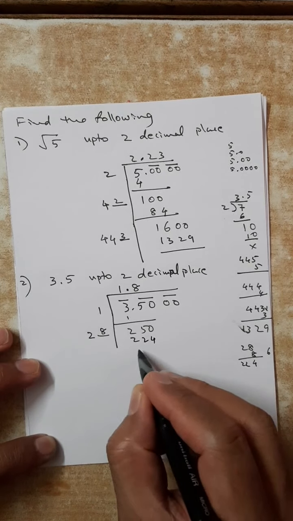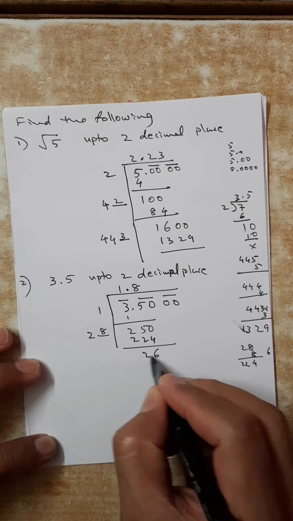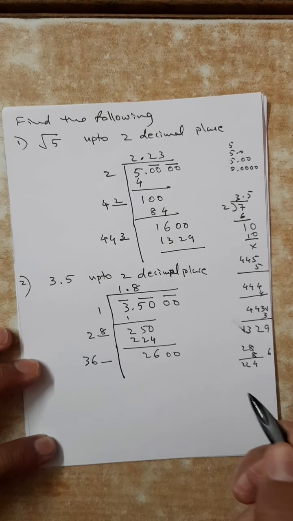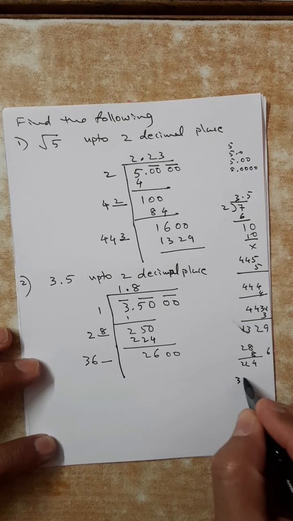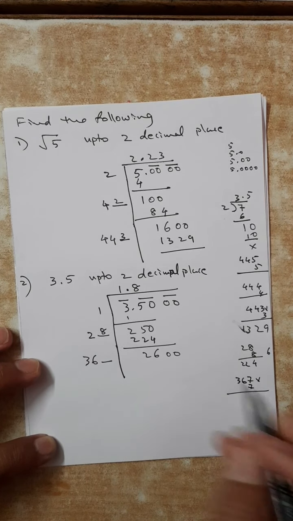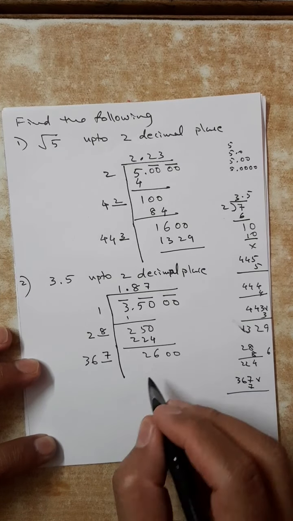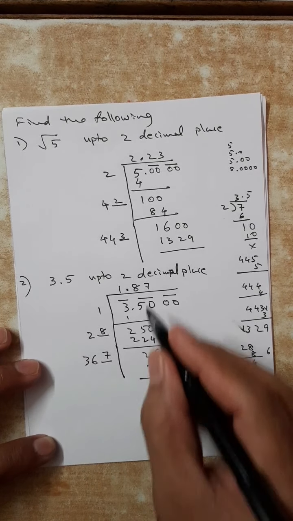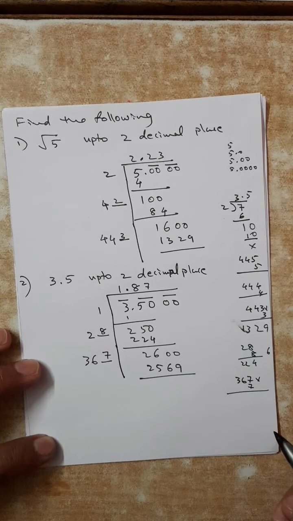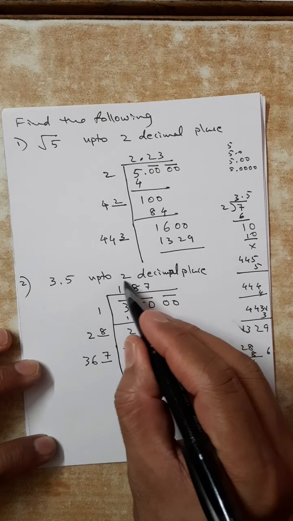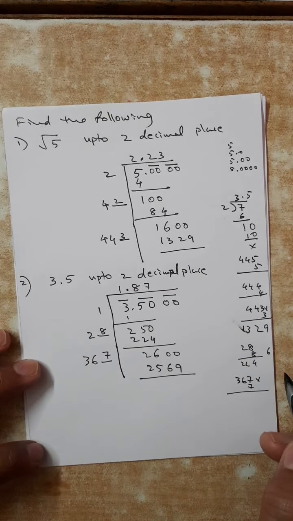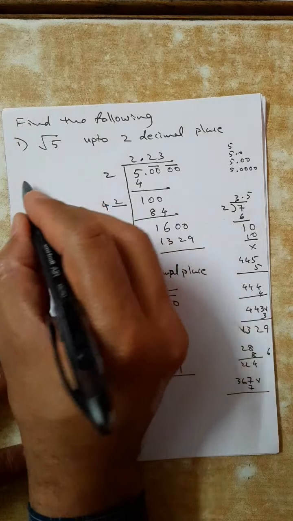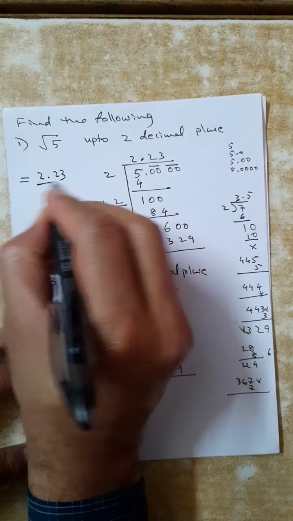224. Subtraction. Bringing next group. 36 and double. Which number will go? 367 into 7. It will go. That is 2569. 8 will not go. So I wrote 7. Subtraction and we can proceed. But it is not necessary because up to 2 places we already finished. So the answer is 1.87. Here what was the answer? 2.23.